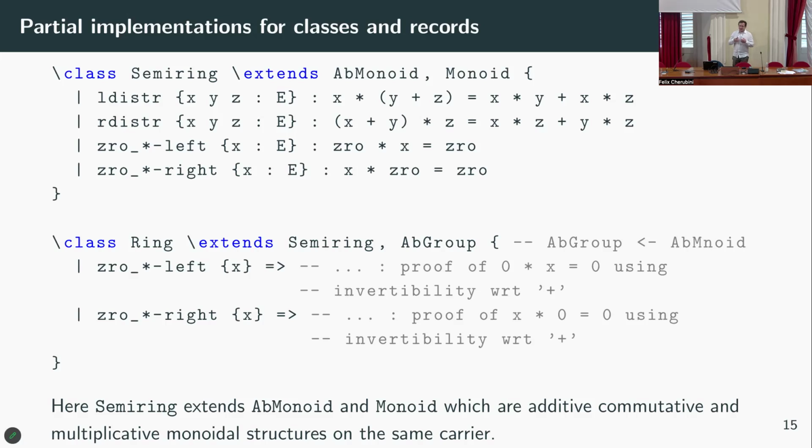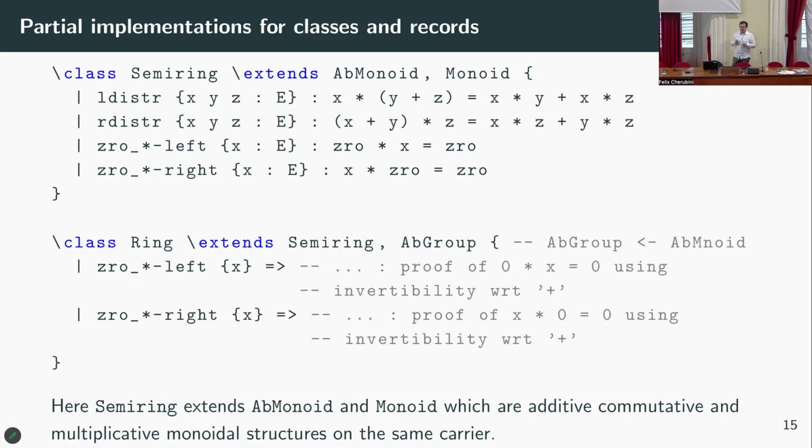So this is a class system with partial implementation. For example, let's take a semi-ring structure, which is given by distributivities and multiplication by 0. You say that these are your axioms, but then if you define class ring as an extension of semi-ring, as shown, and you specify that you extend the monoid structure for plus to a group structure, then you can actually derive these axioms.